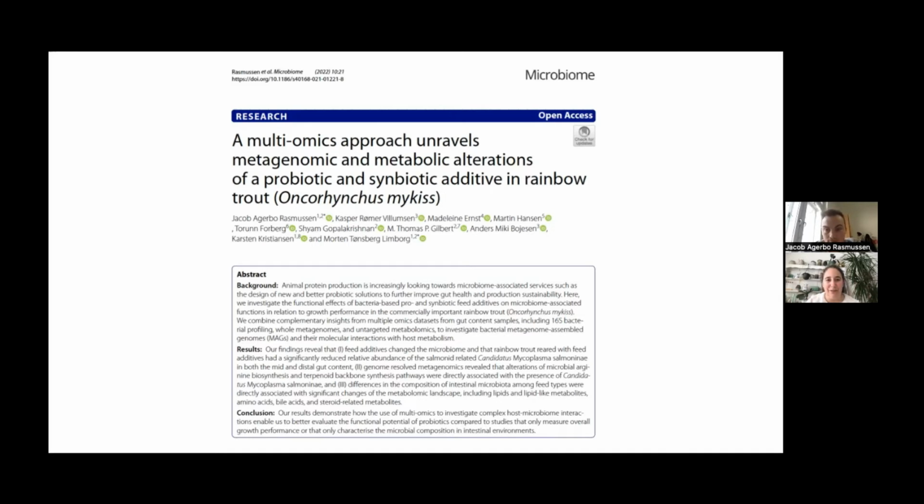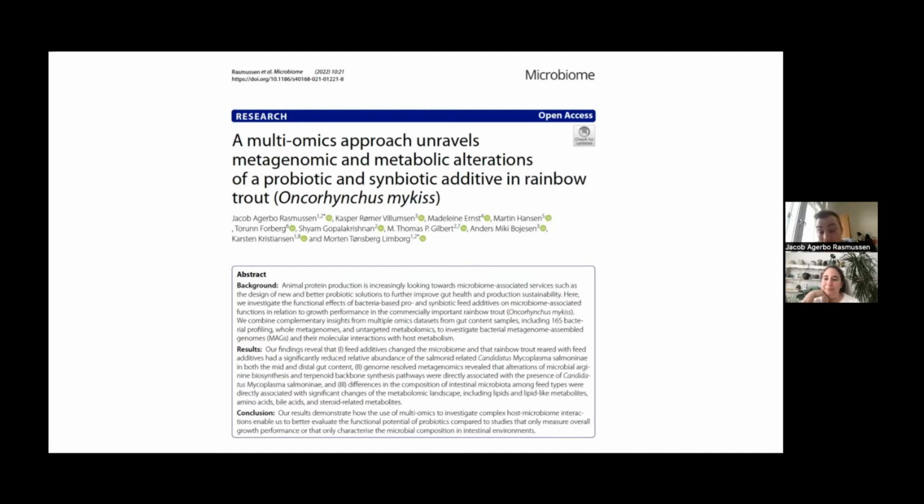So that's very interesting. And of course, what I want to know now is, so what did you find? But before we go into that, could you tell us just briefly what was the experimental design? So to feed the rainbow trout with these different probiotics, and then how did you collect your samples and what did you do with them?